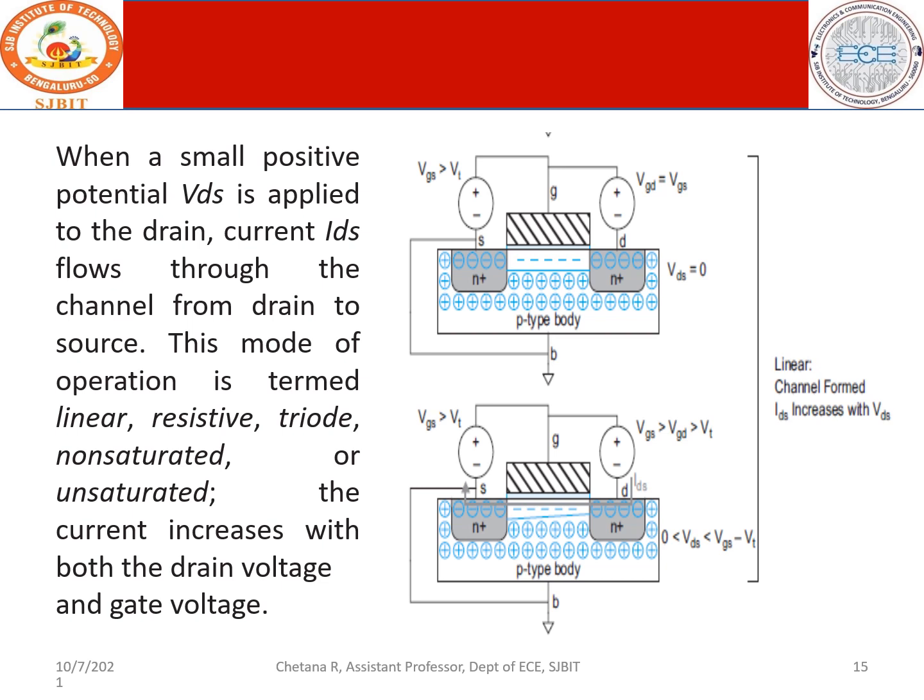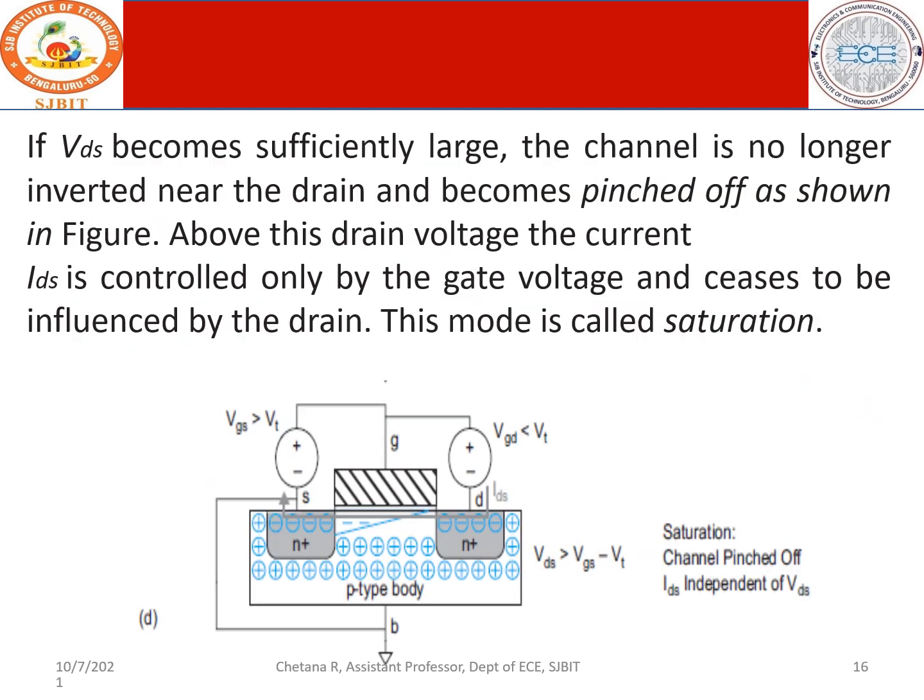And next, when you give a bigger VGS and VDS slightly greater than VGS minus VT, then what happens? Look at this. More positive voltage is here, more positive charge carriers are repelled, and as a result the region becomes pinched off. More and more positive voltage will make them repel, and this region is depleted, and as a result this region becomes pinched off.